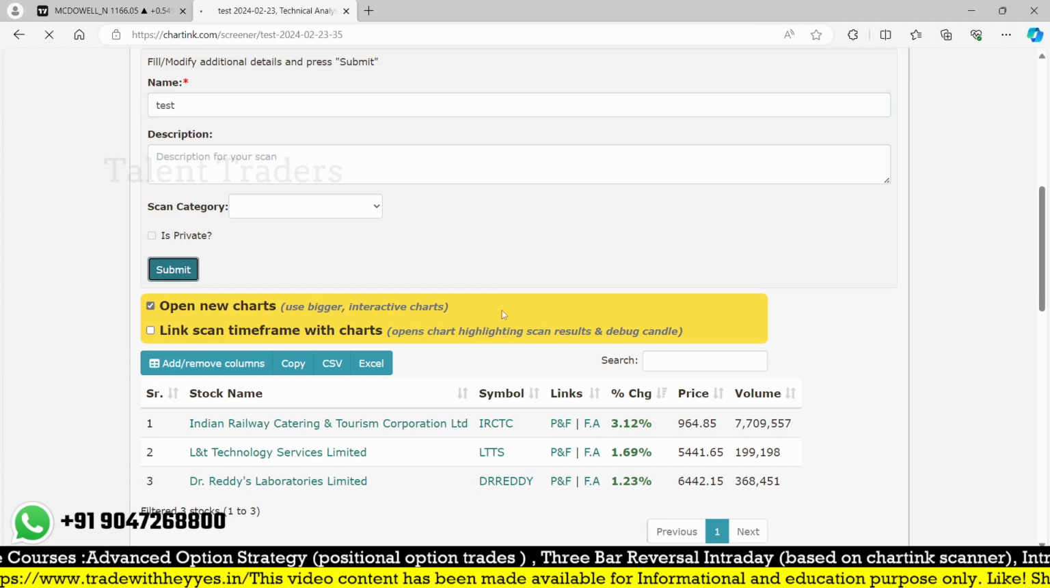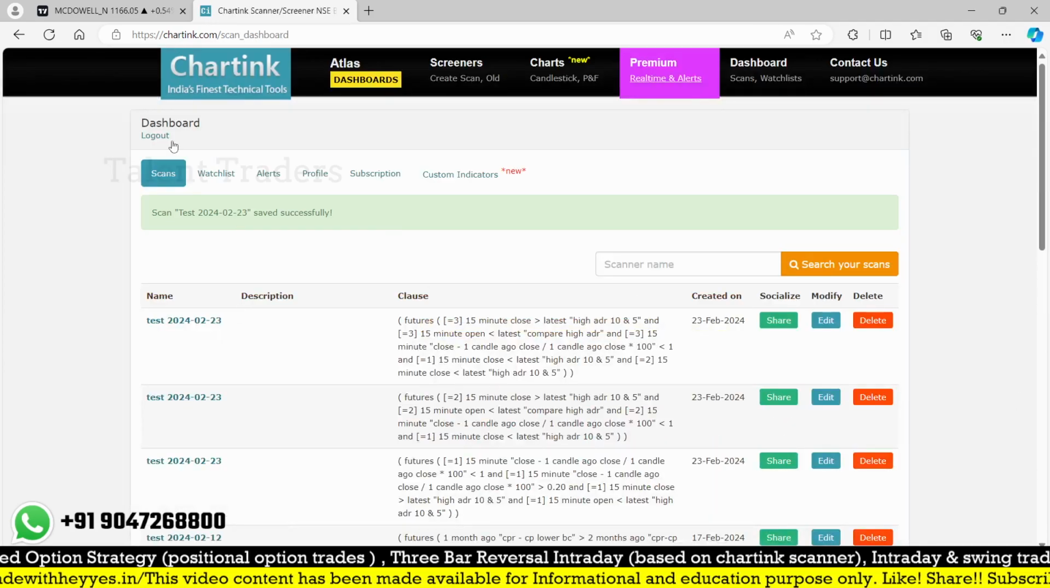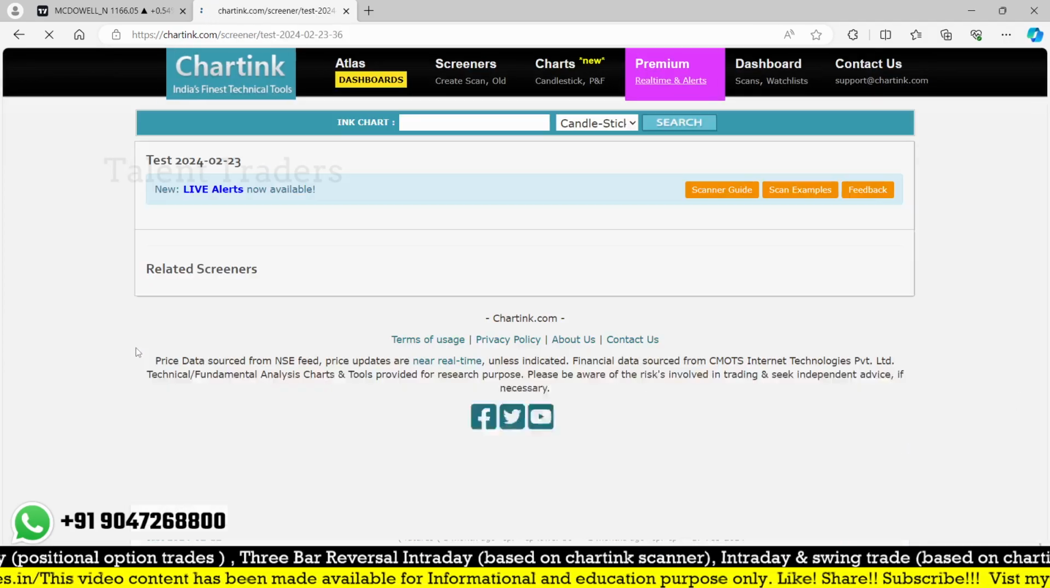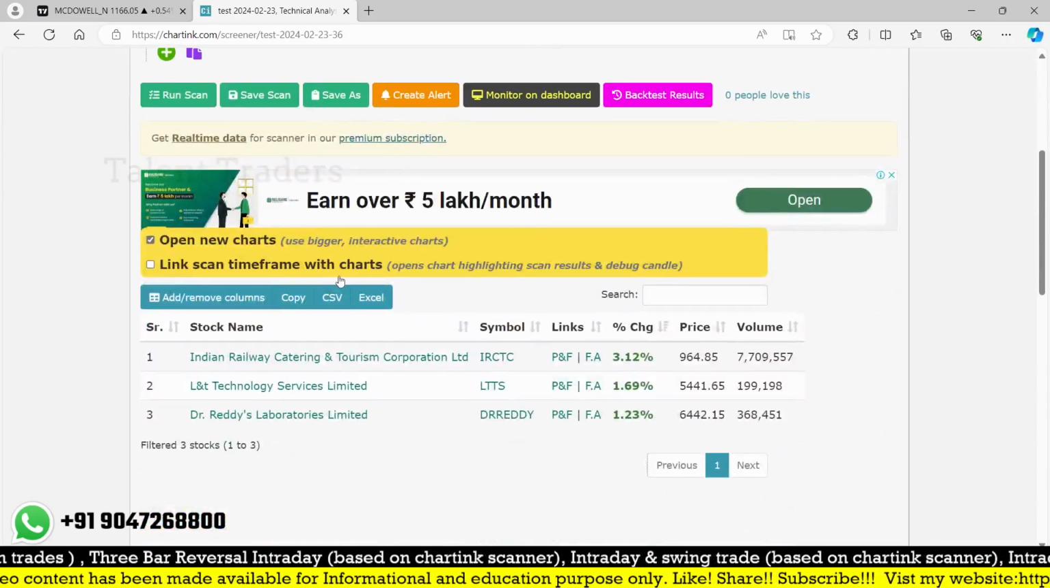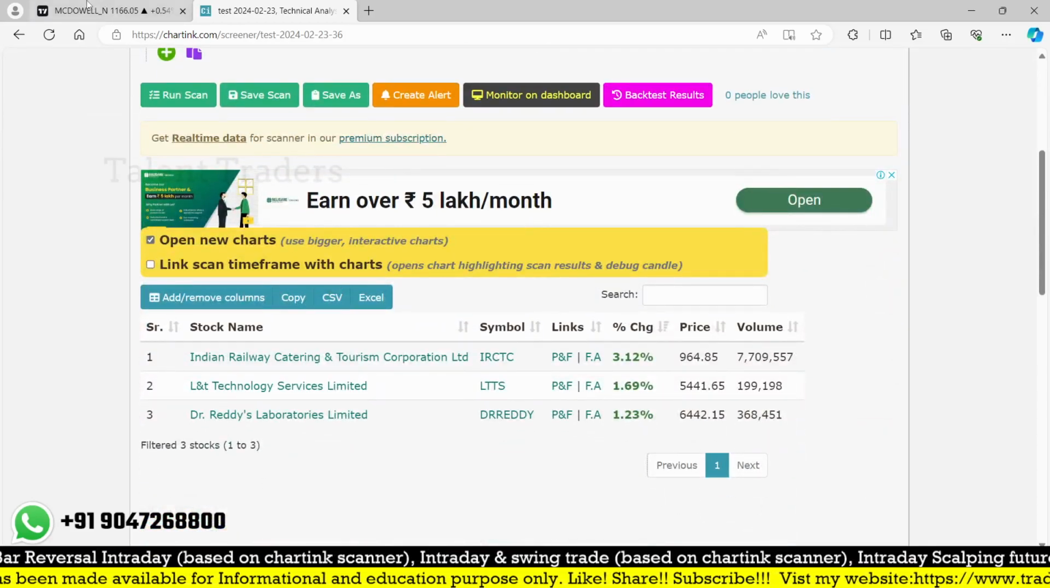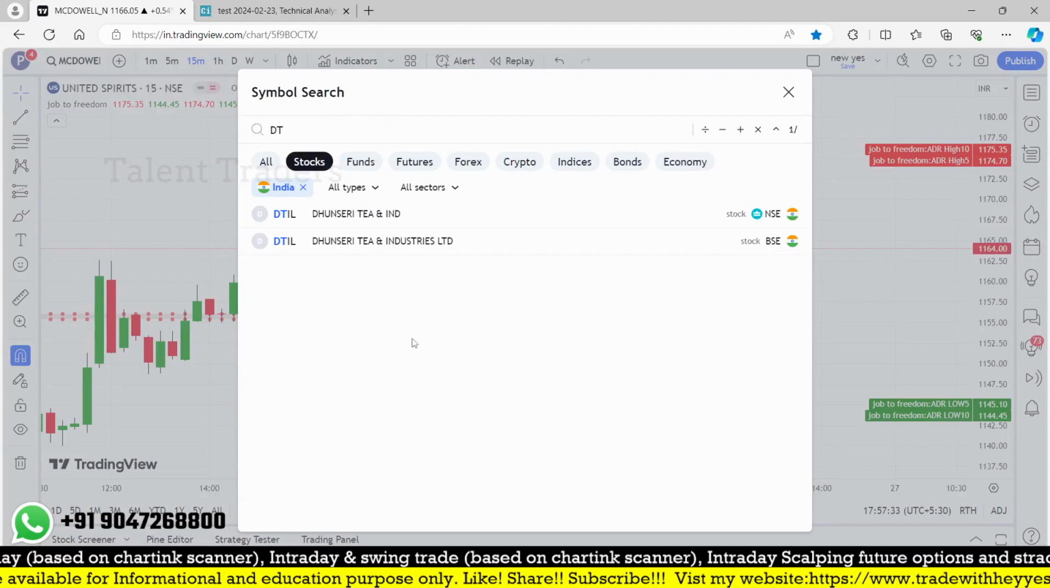Okay, this is the third one. The stocks we found on the third candle are IRCTC, LTTS and Dr. Reddy. So let me check Dr. Reddy.